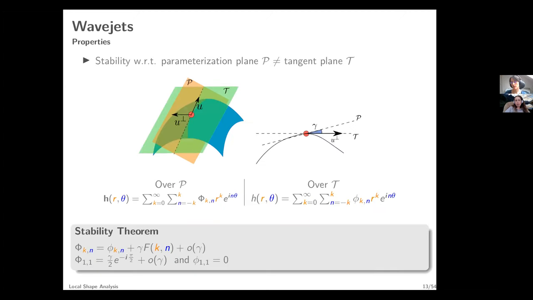Now, what is important about this basis is that we also have a stability theorem, which basically states that if you have a parameterization plane which is different from the tangent plane by an angle gamma, then you can write the true coefficient computed on the tangent plane with respect to the one computed on the parameterization plane, and the difference between the two is only gamma times some function which depends on all coefficients of order and frequency lower than k and n. So this has two consequences.